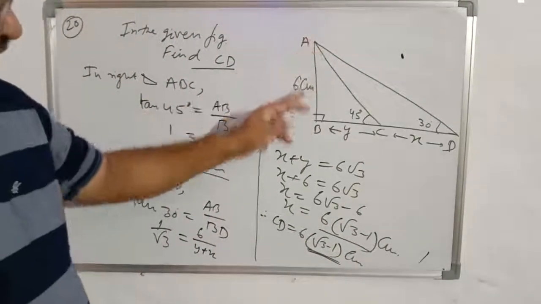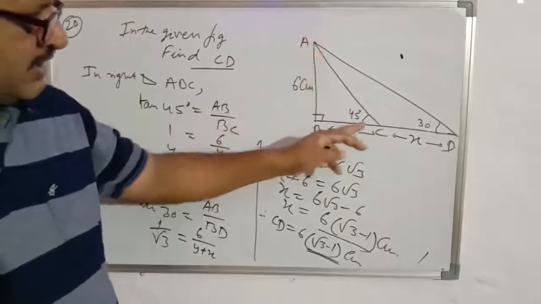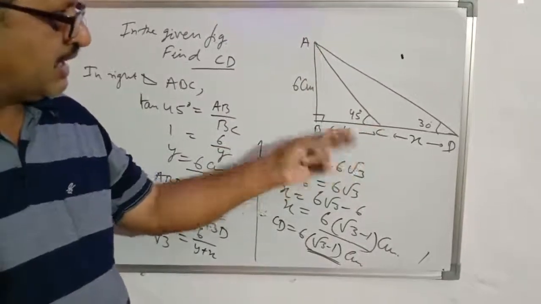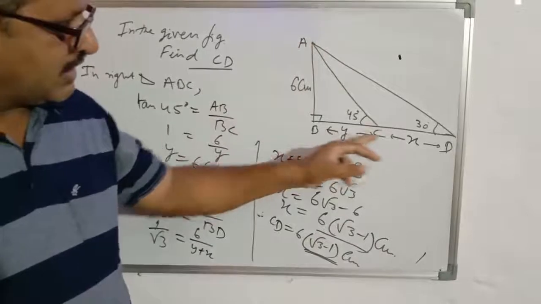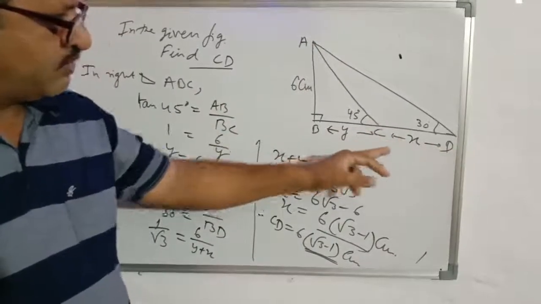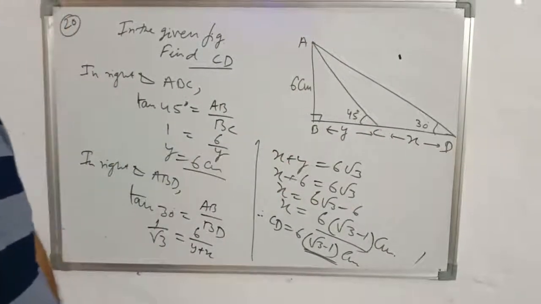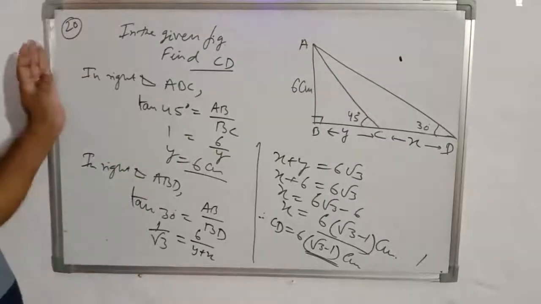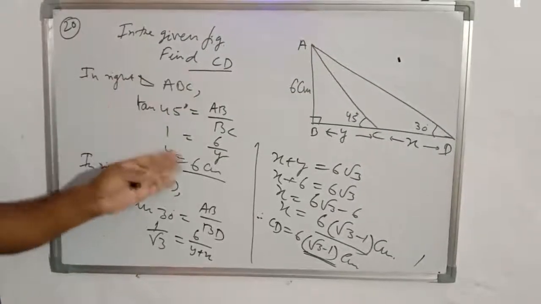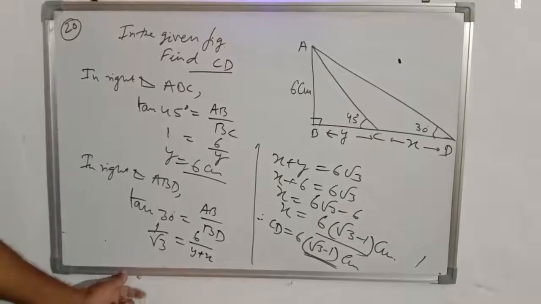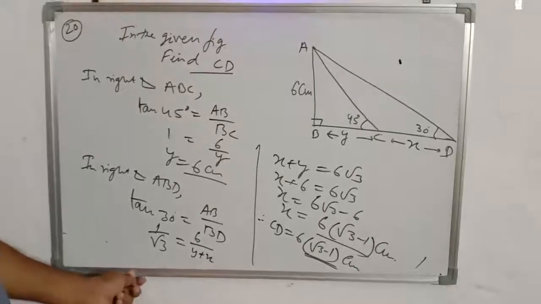So we will take two right angle triangles. Firstly, in triangle ABC to find BC. After that, take the big right angle triangle ABD to find the value of X, that is CD. So in the given figure we have to find CD. In this way we can find CD. I hope that you understand it.